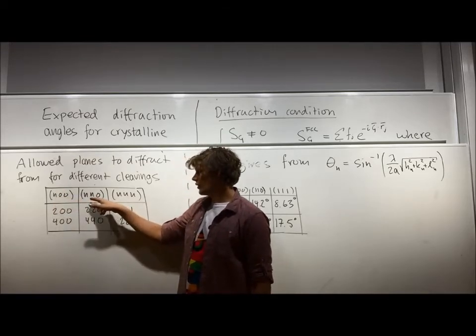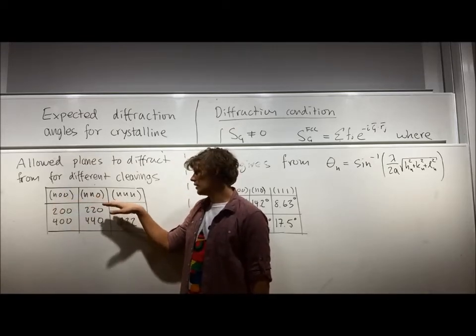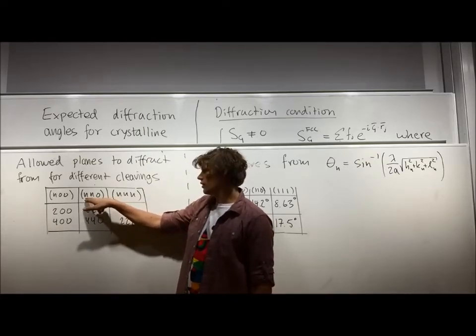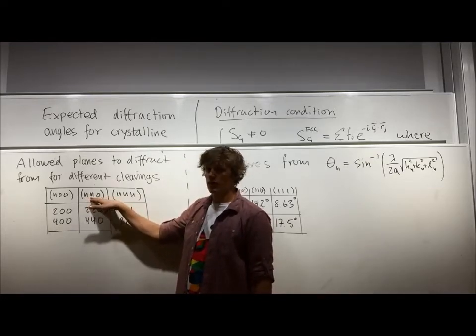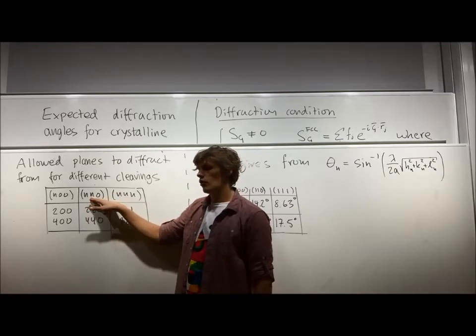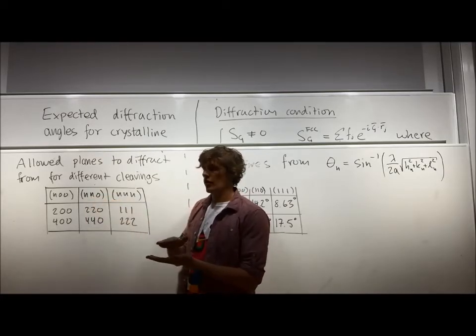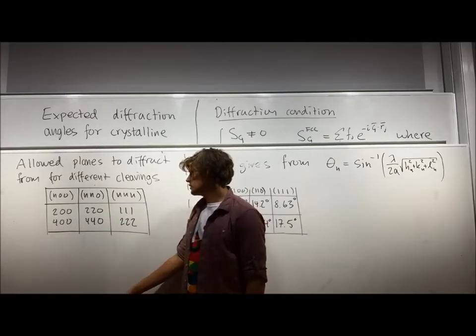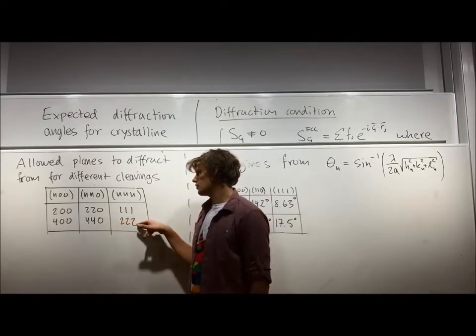And for the 1, 1, 0 plane, these are all proportional. If you have the same value here and here, they will all be perpendicular or parallel to the surface plane. And these are basically the allowed planes that you can have.